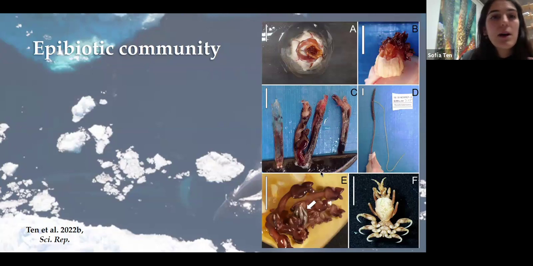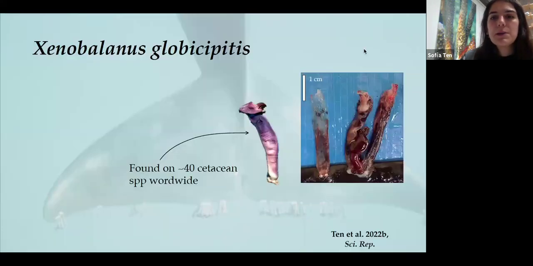So we first described the epibiotic community, but we found something a bit strange with this barnacle. This barnacle is called Xenobalanus globicipedis and is usually as beautiful as in the left picture. But what we saw in our sample is that they looked a little bit more like this. So they were degraded. So for sure, they were all dead before collection. And we were wondering why, because this barnacle is found in any cetacean species worldwide. And we were wondering whether it could be the effect of polar temperatures, so really cold temperatures in Antarctica, which were affecting this barnacle.